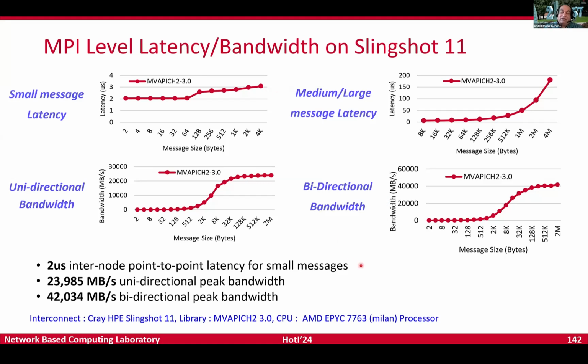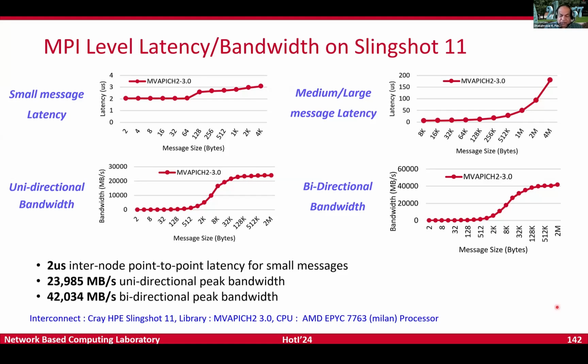This is the Slingshot 11, like Frontier. As I said, starting from our 3.0 version, we are able to support it. This gives around 2 microsecond point-to-point latency, and we are able to go to almost 200 gigabits per second unidirectional bandwidth on the Slingshot network.